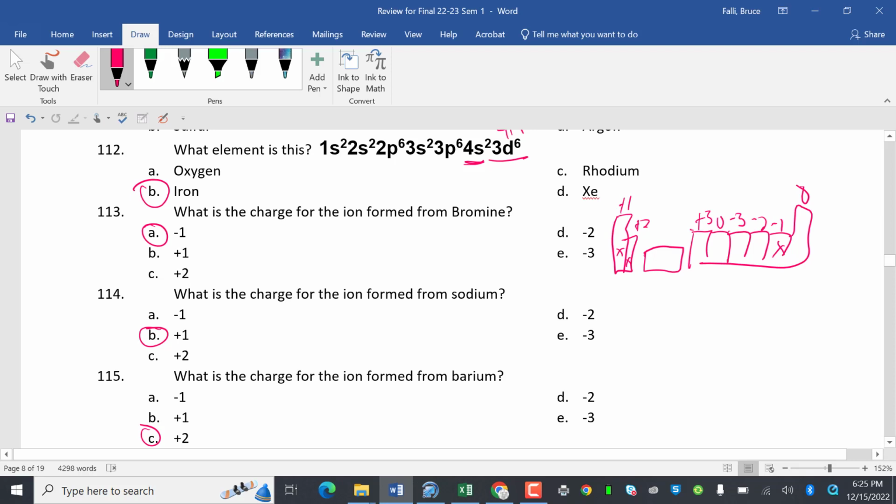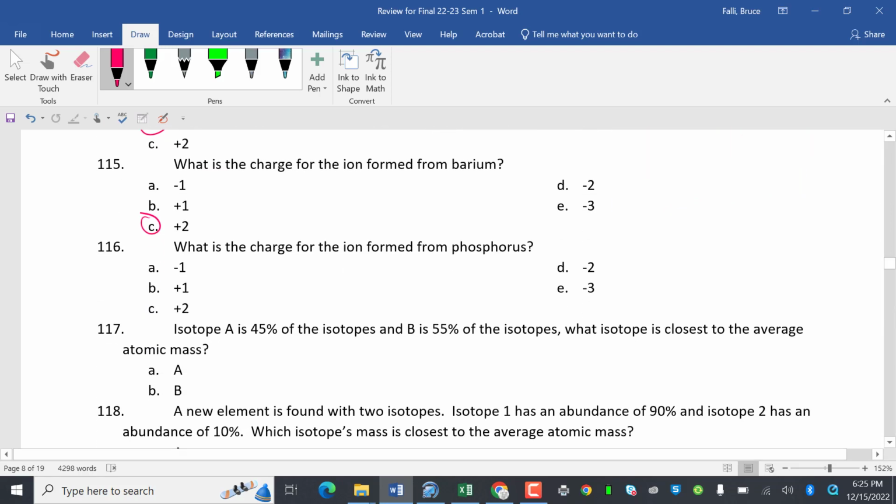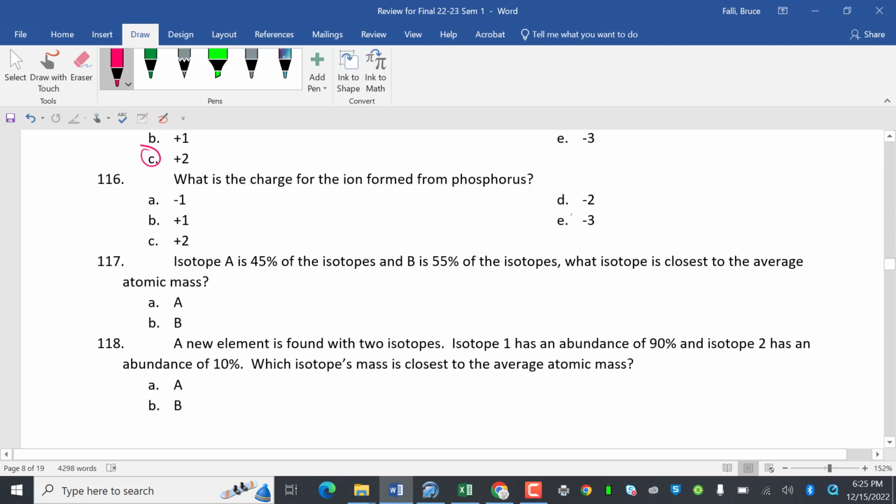And now we get a look at the next part. What is the charge formed from the ions? Phosphorus, it's in the -3 column. Isotope A is 45%, isotope B is 55%, that's more. The average is closest to the bigger percentage. Newman has found 2 isotopes. Isotope 1 is 90, isotope 2 has 10. 90 is bigger than 10.